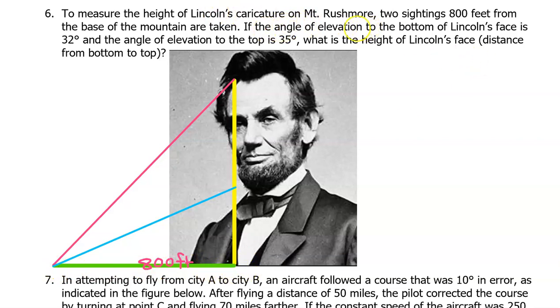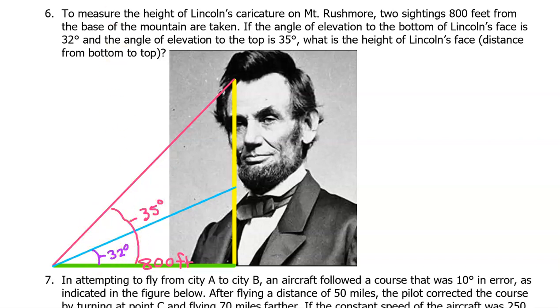The angle of elevation to the bottom of Lincoln's face is 32 degrees. So that means that this is 32 degrees. And then the angle of elevation to the top of Lincoln's face is 35 degrees. So that means that this is 35 degrees. All right, obviously this drawing is not to scale.